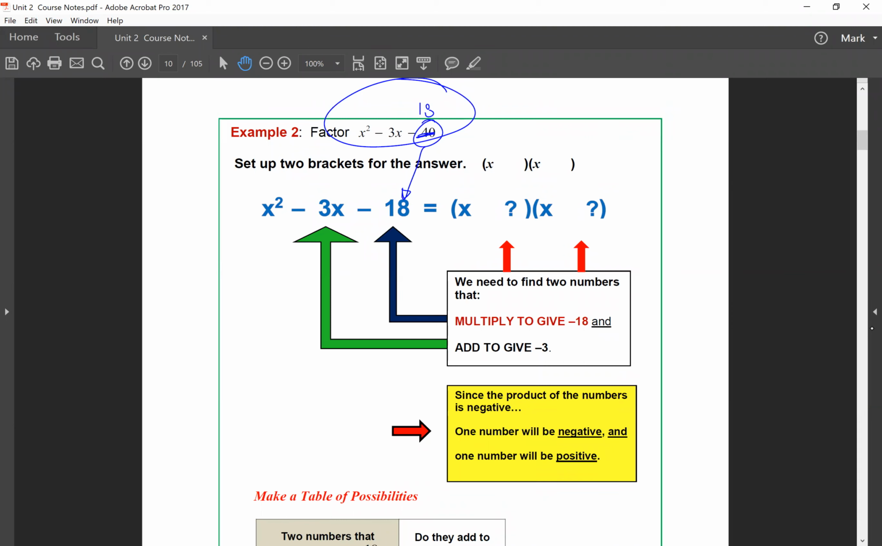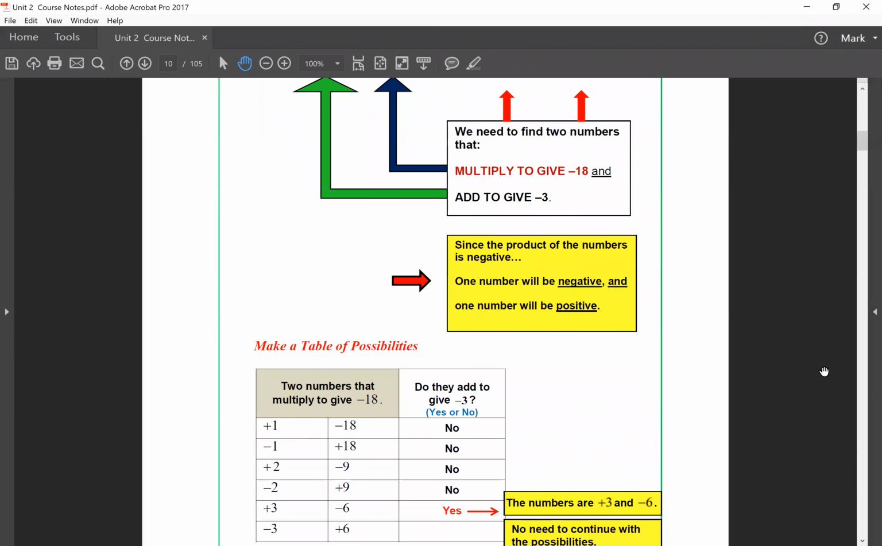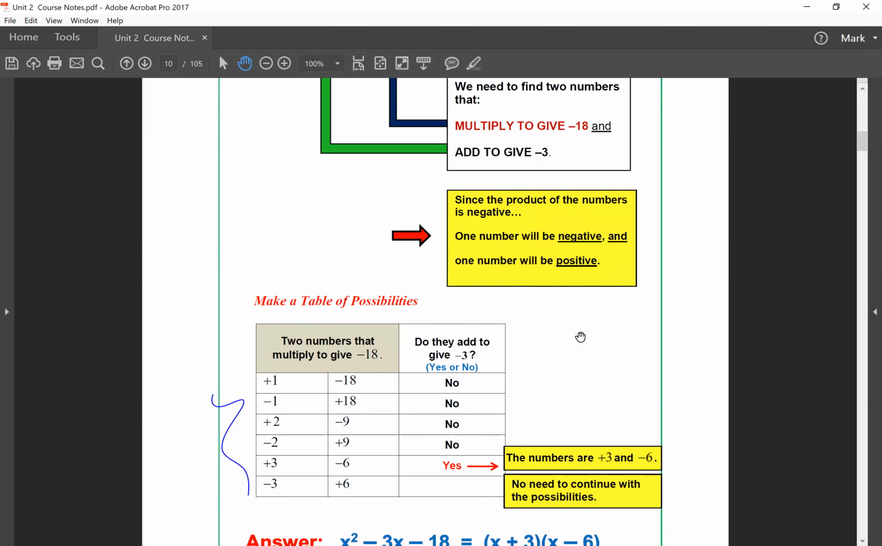So what I need to do is find two numbers that are going to multiply to give us minus 18 and add to give me minus 3. Well, okay, so let's think of the multiples of 18. You can see it in this table here. And again, it's a negative 18, so you've got to be careful with this one. So I have 1 and negative 18, negative 1 and positive 18. There's positive 2 and negative 9, negative 2 and positive 9.